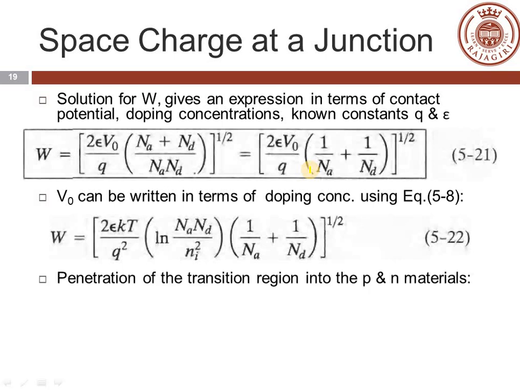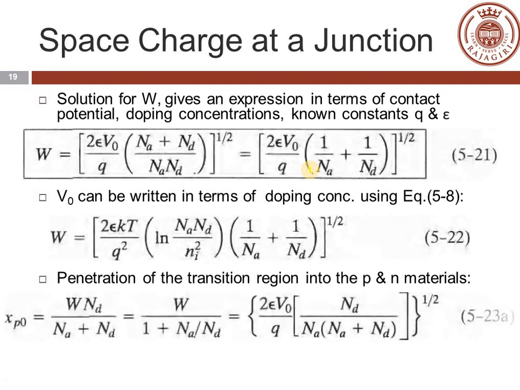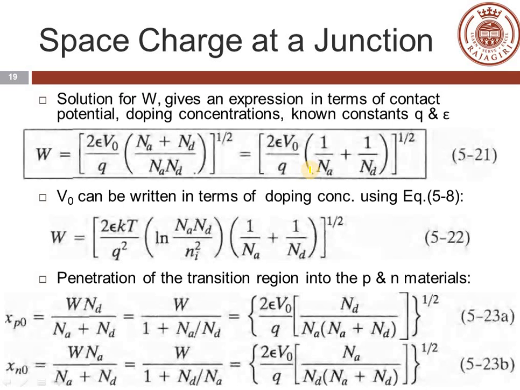So the penetration of the transition region into the p and n materials, that is xn0 and xp0, can be written as xp0 = W Nd/(Na + Nd), which can be rearranged to [2 epsilon V0/q (Nd/Na) 1/(Na + Nd)] raised to 1/2. Similarly, xn0 = W Na/(Na + Nd), which is equal to [2 epsilon V0/q (Na/Nd) 1/(Na + Nd)] raised to 1/2.